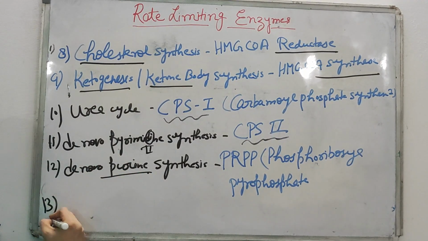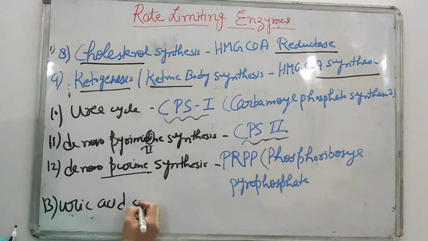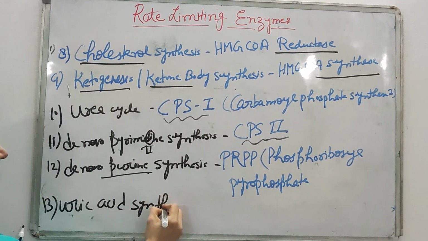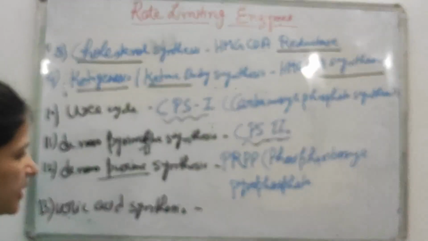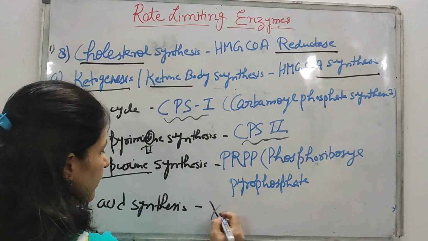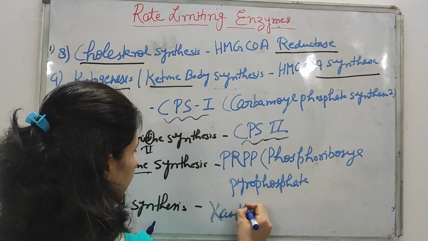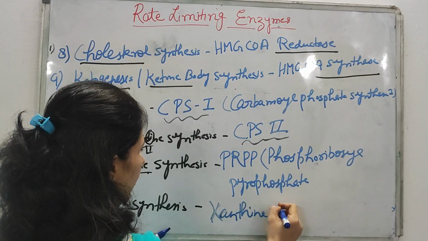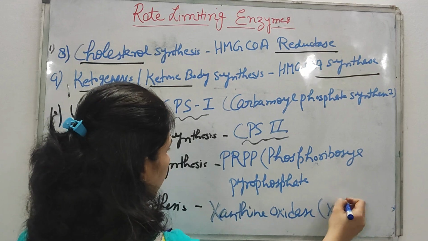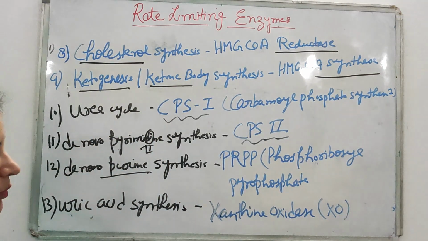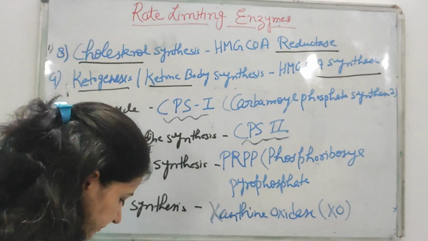Next is uric acid synthesis. What is the rate limiting enzyme of uric acid synthesis? It is xanthine oxidase, XO. And we learned a mnemonic yesterday. What is the cofactor of XO? That is Mo, molybdenum.